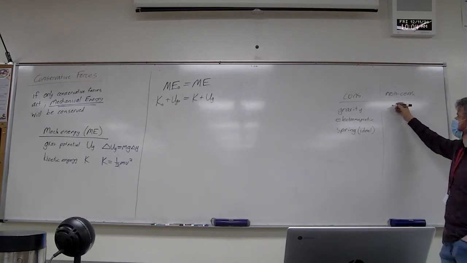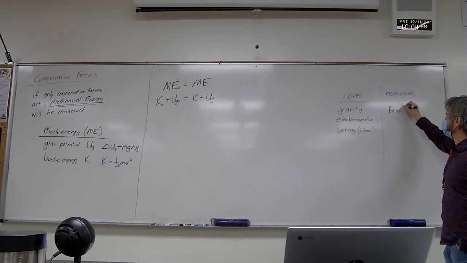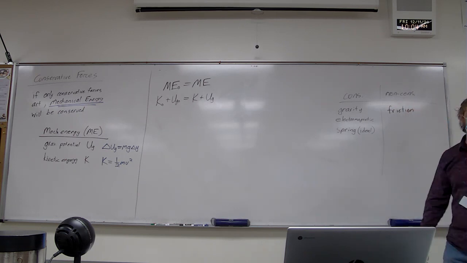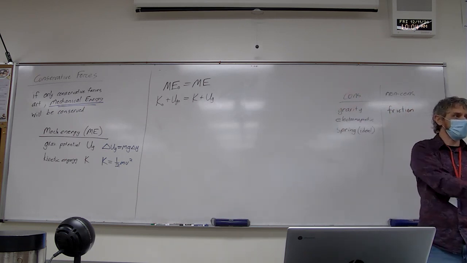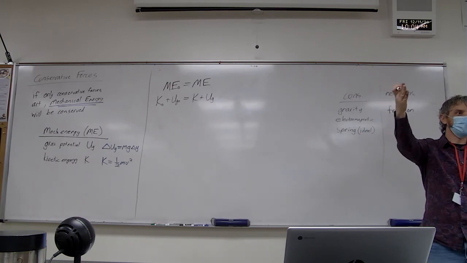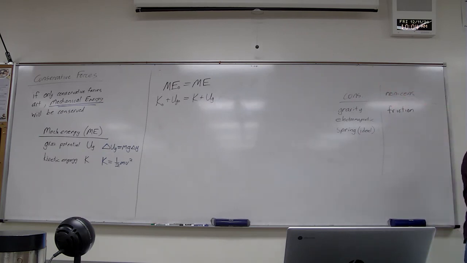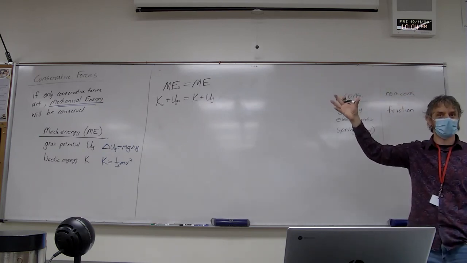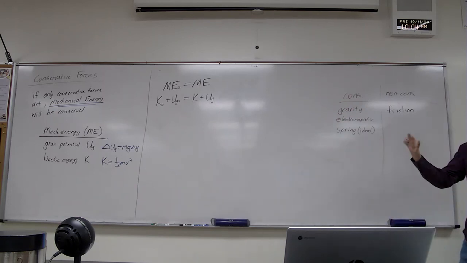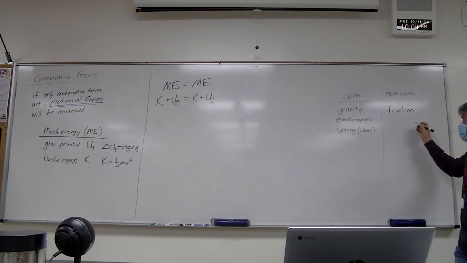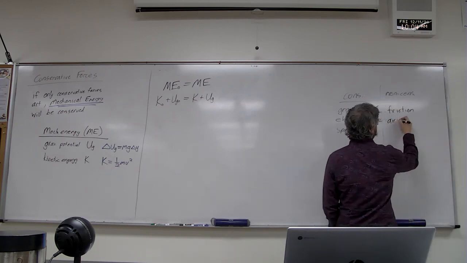So non-conservative forces are friction. That's the main one. Obviously, if there's friction on the ramp when the object slid down it, that friction would prevent that ball from having the same speed at the bottom as it did when it was just dropped. So obviously the work done is definitely dependent on the path when it comes to friction forces. Air resistance is non-conservative.